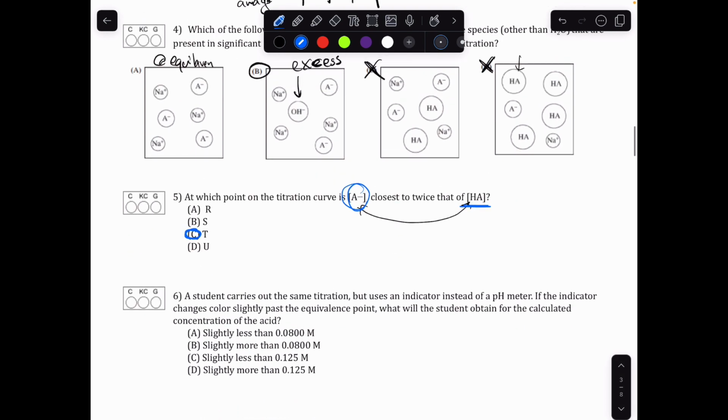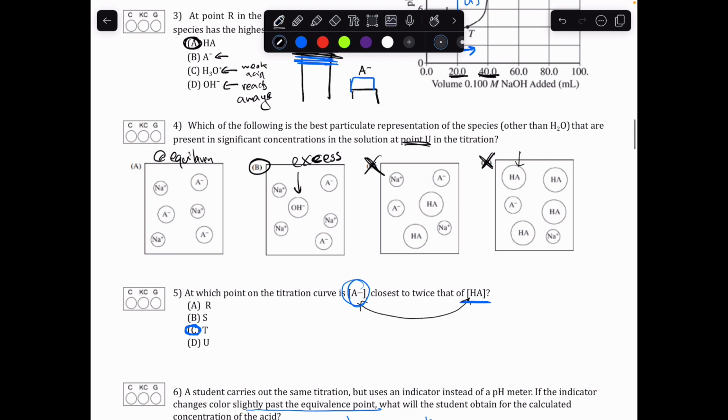All right, and then number 6, a student carries out the same titration but uses an indicator instead of a pH meter. If the indicator changes slightly past the equivalence point, which means I added too much base because it was supposed to be equal, but I went too far, what will the student obtain for the calculated concentration of the acid? So I'd first start with just finding it if it wasn't a mistake.